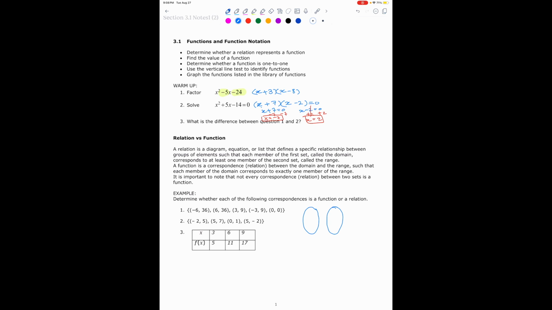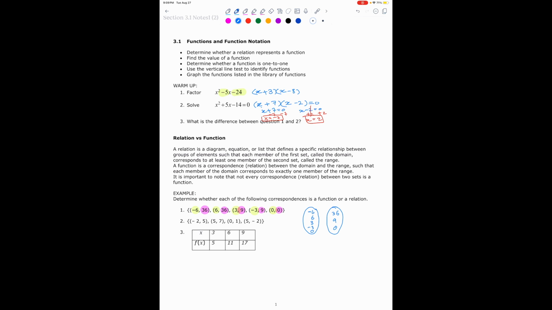I will put all of the x coordinates in the first set. So I will list them. I have negative 6, I have positive 6, I have 3, I have negative 3, and I have 0, without repetition. Then I will take the y coordinates and put them in the next set without repetition. So I have 36. I'm not going to repeat 36 again. I have 9. I'm not going to repeat 9 again. And I have the 0.